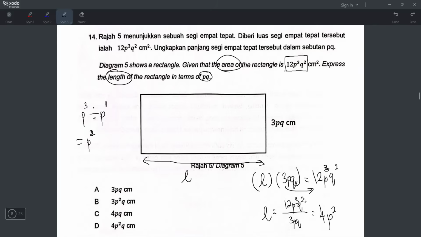So last one is the q power 2 divide q. Okay, q has no power means power 1. So what is q power 2 divide q power 1? Same concept. When you take same base divide, the power have to minus. So it becomes q power 2 minus 1, which is q power 1. But the power 1 we don't have to write. So this is the answer. So the answer is D. Okay. Yeah, that's all.